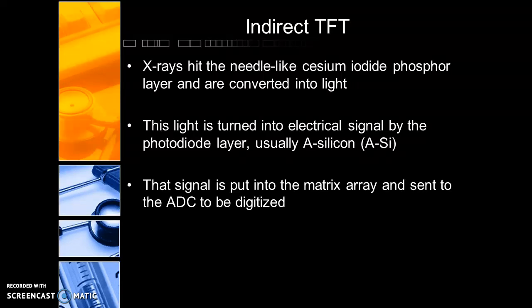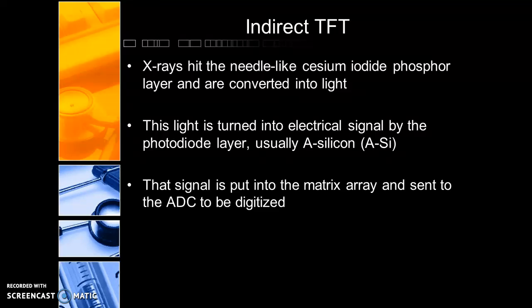Now, if this were a charge coupled device, it would start the same. The X-rays would hit the cesium iodide, convert to light, and then the light would be sent to the CCD, and that's where it would be converted to electrical signal and then sent on for processing. So you have some different materials in the flat panel, and the major difference is those thin film transistors, which we'll talk about in a minute.